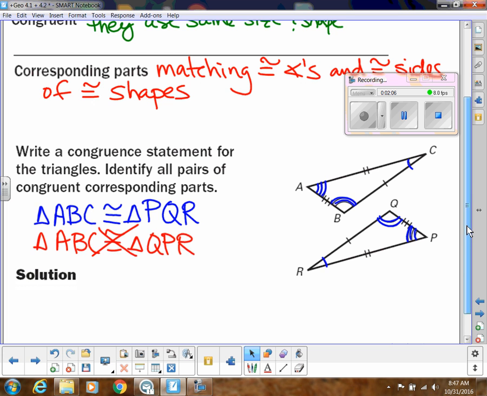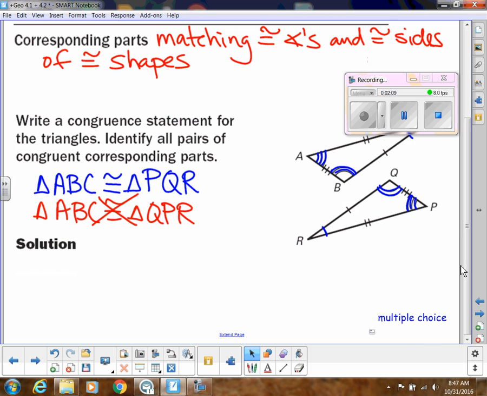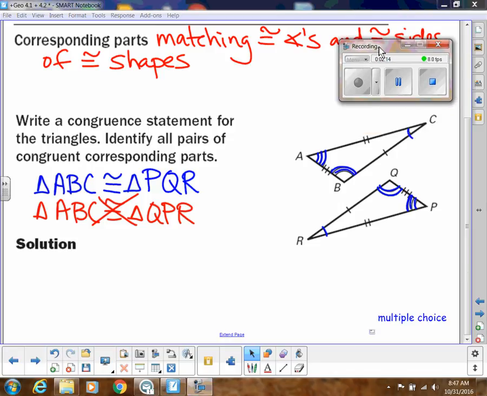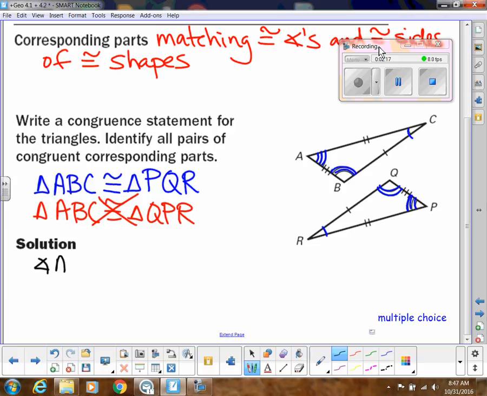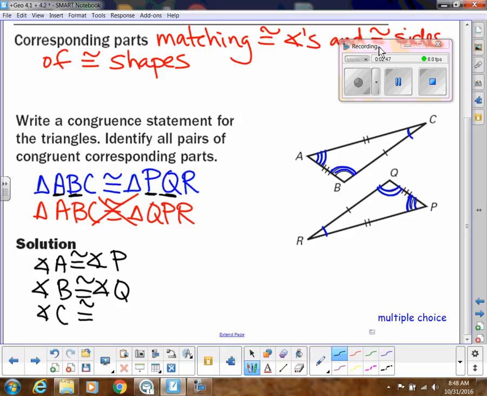Okay, so now when they say identify all pairs of congruent corresponding parts, they mean list all the angles that are congruent and list all the sides that are congruent. So I would say, well, angle A is congruent to angle Q. And I should be able to get this information from that congruent statement. I was looking at the wrong congruent statement. That's why I'm messing up. All right, so angle A is congruent to angle P. Angle B is congruent to angle Q. And then angle C is congruent to angle R.